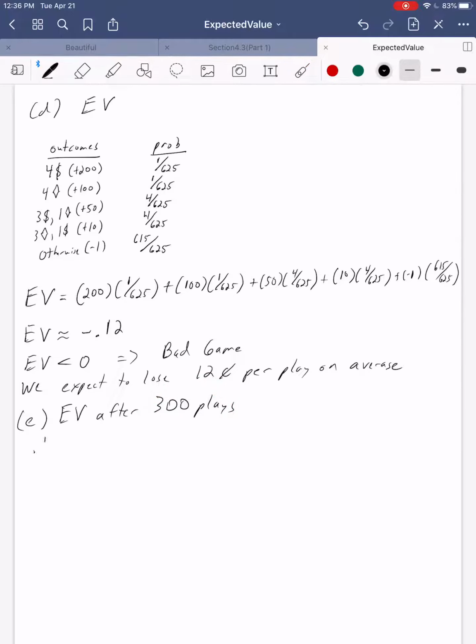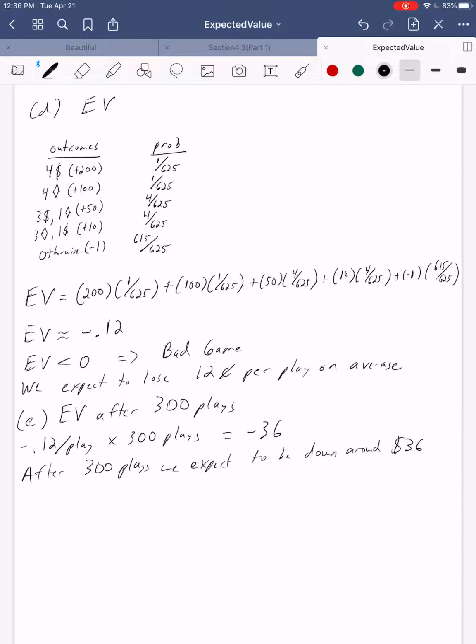So what we're going to do is say minus 0.12 per play times those 300 plays. What does that give us? Negative 0.12 times 300 looks to be negative 36. So after 300 plays, we expect to be down around $36. In other words, if we sat there and played 300 times, we'd expect to be down around $36. Now, this should tell you something.